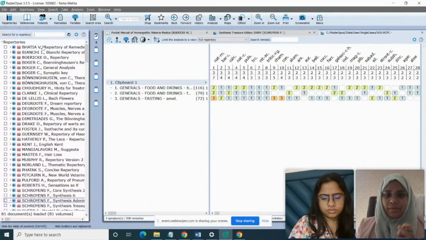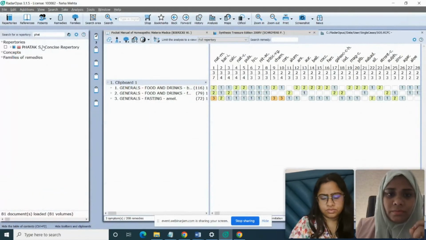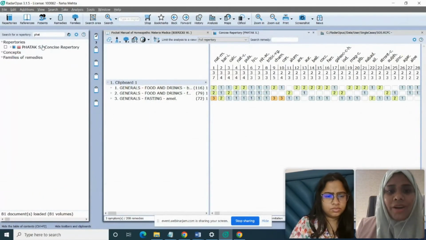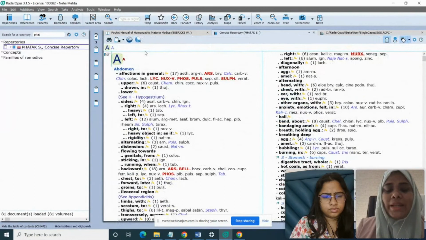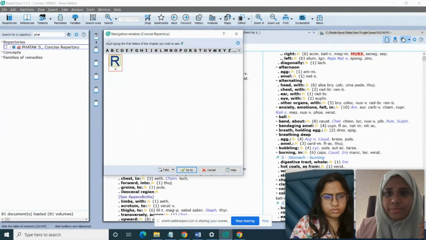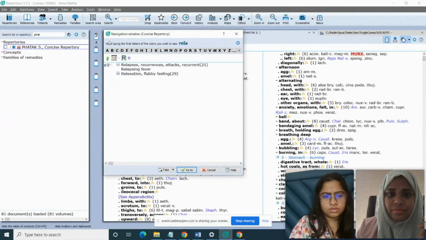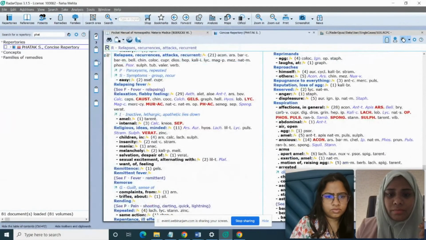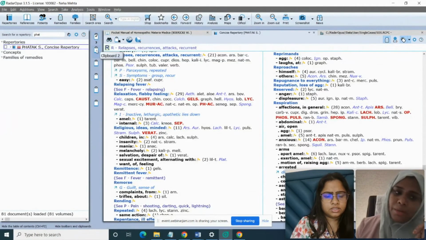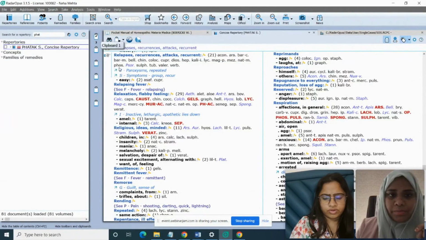Okay. So in Phatak repertory, I will go and take relapses, recurrence, attacks, recurrent. Should I take it in the next clipboard, or in the same clipboard only? Same clipboard, no problem. Okay, fine, done that.